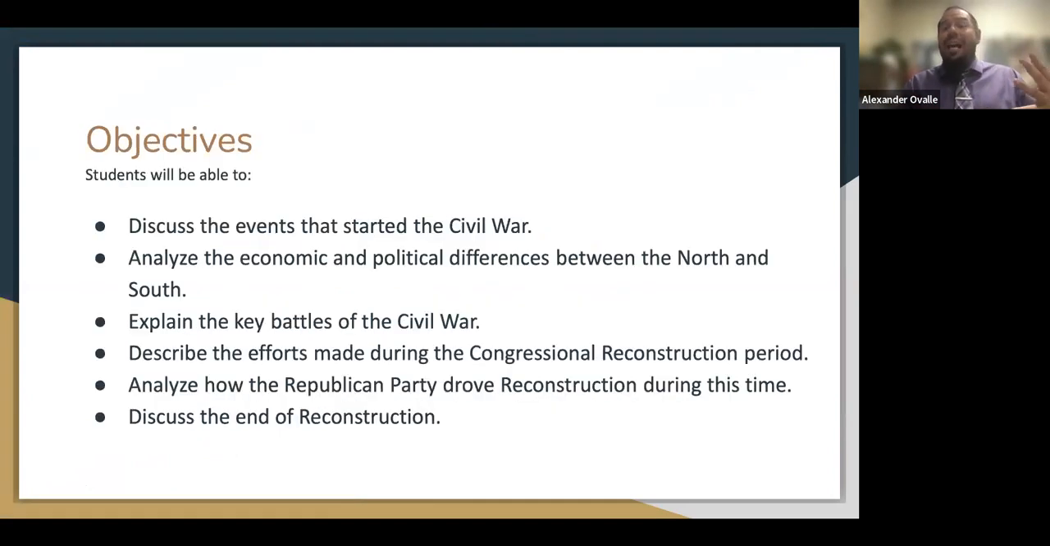So objectives. We got a lot of objectives. We're going to discuss the events that started the Civil War. We're going to analyze the economic and political differences between the North and the South. I think we kind of already know those. We're going to explain key battles. We're going to describe the efforts made during congressional Reconstruction, analyze how the Republican Party drove Reconstruction, and discuss the end of Reconstruction.